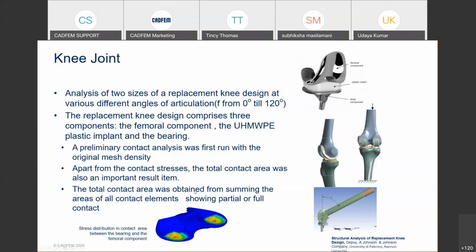So by simulation, you can actually look for the contact stress. What is the contact stress around that joint, so that you can understand that if the stresses are more, that means wear will be more and the pain will be more for the person, right? This is an example done by Johnson & Johnson to understand how the motion will be carried for different angles, and how the load will be transferred to the bottom part.